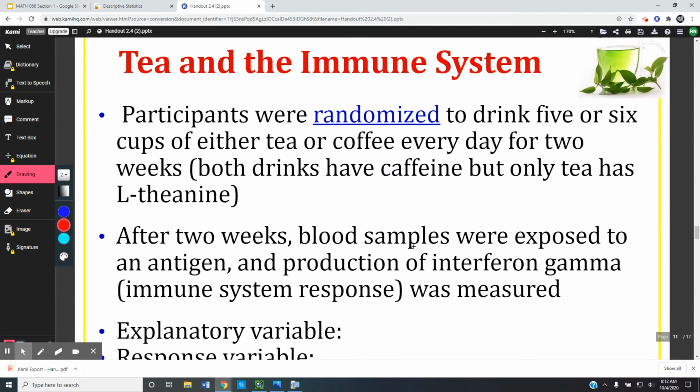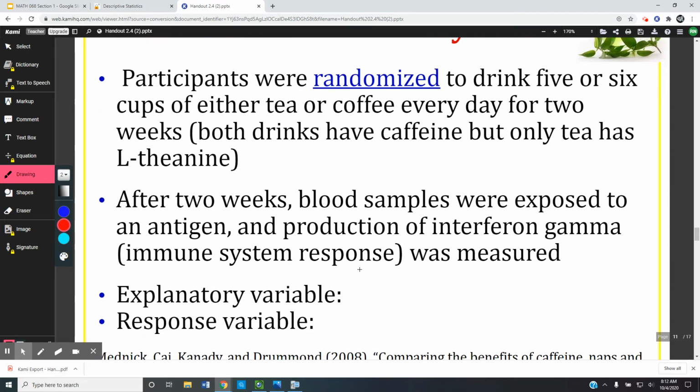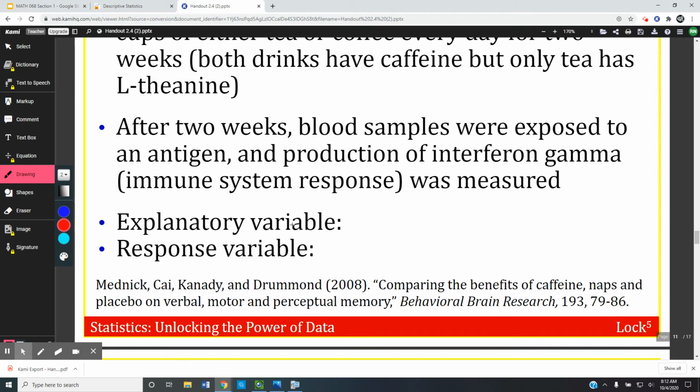So there goes a question that we're going to talk about. We have tea and immune, and remember we had this discussion previously. Participants were randomized to drink 5 or 6 cups of tea or coffee every day for 2 weeks. Both drinks have caffeine, but tea has L-theanine. After 2 weeks, blood samples were exposed to antigens and produced interferon gamma, which is an immune system response, and was the measurement. What would the explanatory variable of this particular item be?